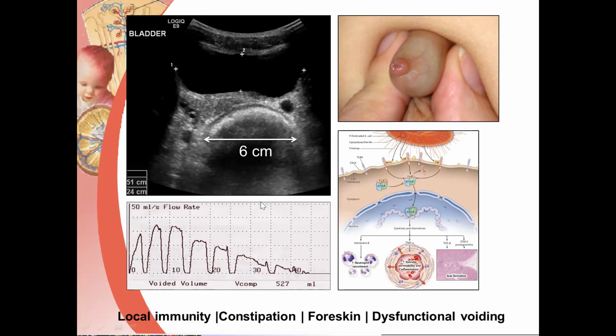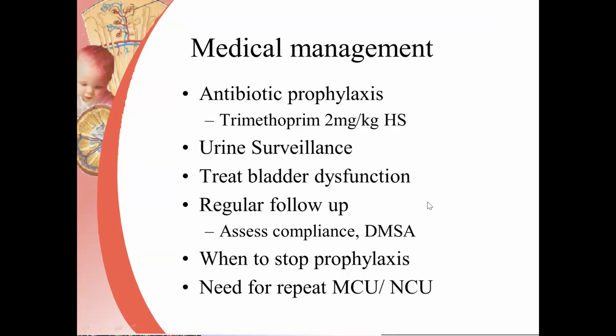So multiple factors are there in treating a urinary tract infection. You look at all the factors present and then treat them all. Treating the VUR alone is not enough. So medical management: antibiotic prophylaxis, urine surveillance, then treat the bladder dysfunction, regular follow-up, assess the compliance, maybe a DMSA scan is important. Then the question is when to stop the prophylaxis, and the need for repeat MCU like RNCU.